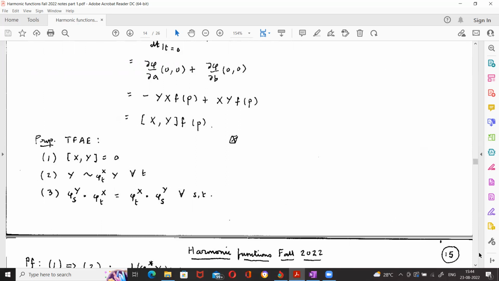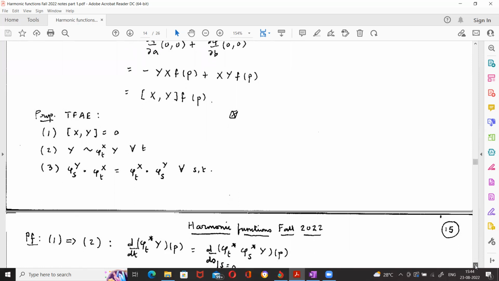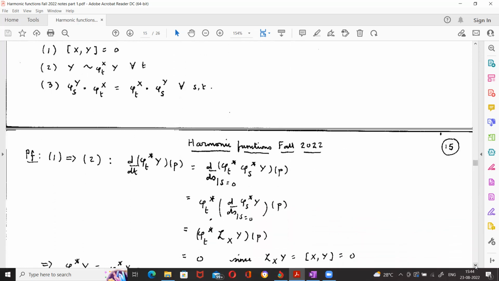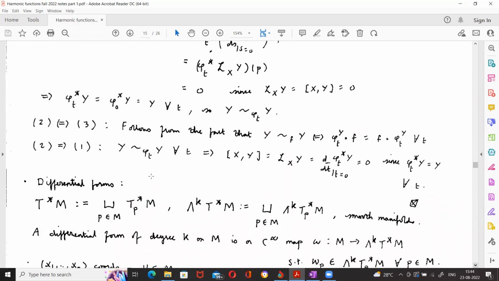And well, 2 implies 1 is also trivial. So 2 is equivalent to 3, 1 implies 2, and 2 implies 1 is trivial, because if y is phi t related to y for all t, then the bracket [x,y], which is the same as L_x y, is the same as d/dt at t equal to 0 of phi t star y. This is 0 because phi t star y is equal to y for all t. Is this okay? Yes. Okay, all right.